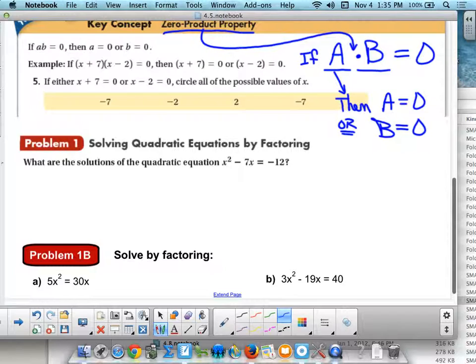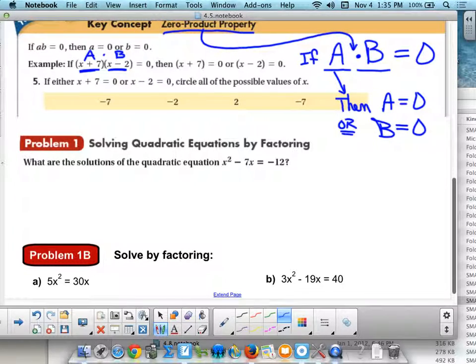Okay, now, A is 0 or B is 0. That's all I'm telling you. Okay, now come over here. You see this? X plus 7 times X minus 2. This X plus 7, we'll just call that A. This X minus 2, we'll call that B. When does A times B equal 0? Whenever this number or this number equals 0.